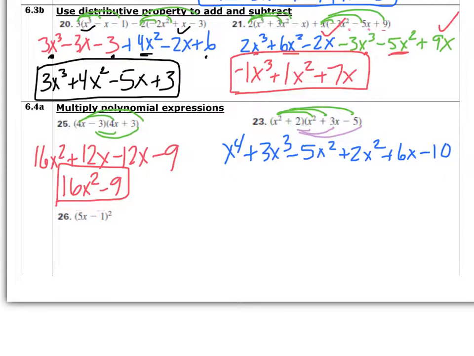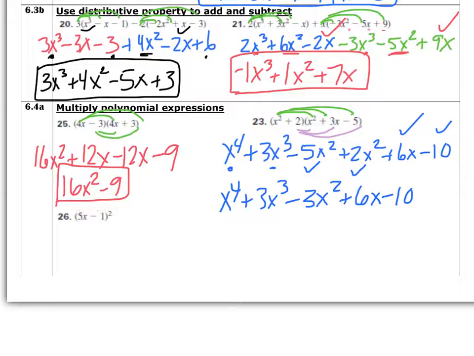Again, we're just going to put it in standard format and add our like terms. So we have an x to the fourth right here. That's first. Here's the x cubed, so it's 3x cubed, and there are no others to add. We do have a negative 5x squared plus a 2x squared, which combines to be a negative 3x squared. Here's the 6x, and it's plus 6x minus 10. We've accounted for all the terms, and it's in standard format, and that's our final answer.